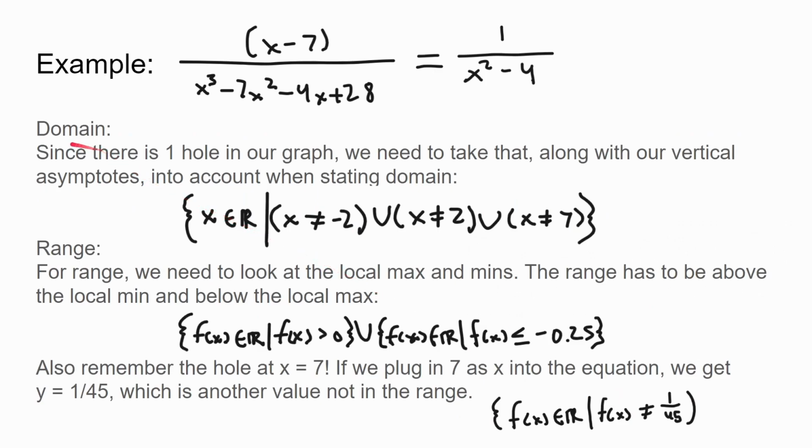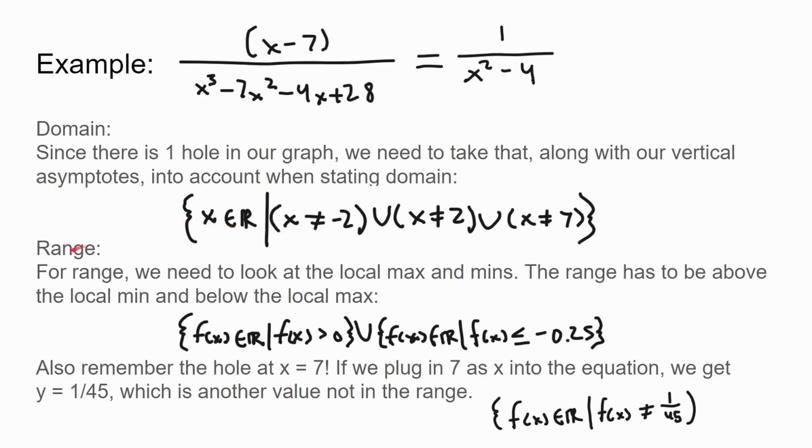All right, let's take a look at domain and range. So since there is one hole in our graph, we will need to take that along with our vertical asymptotes into account when stating domain. So our domain is x belongs to R, so x belongs to all real numbers, where x is not equal to negative 2, because that's our first asymptote, along with x is not equal to 2, because that's our second asymptote, and x is not equal to 7, because that's where our hole is.